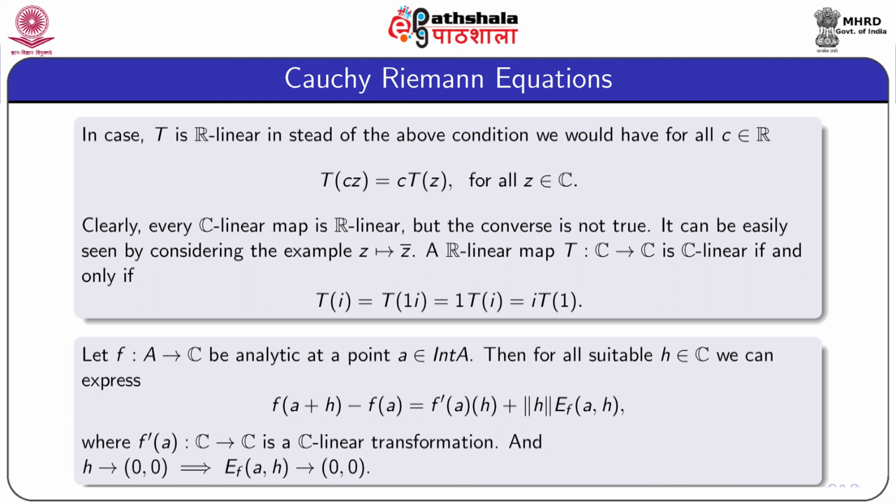Now let f be a map from A to C, analytic at a point a, which is an interior point of the set A, where A is also a subset of C. Then for all suitable complex numbers h, we can express f(a + h) - f(a) = f'(a)h + |h| E_f(a, h), where f'(a) from C to C is a C-linear transformation like the real case, and as h tends to the origin, E_f(a, h) also tends to 0.